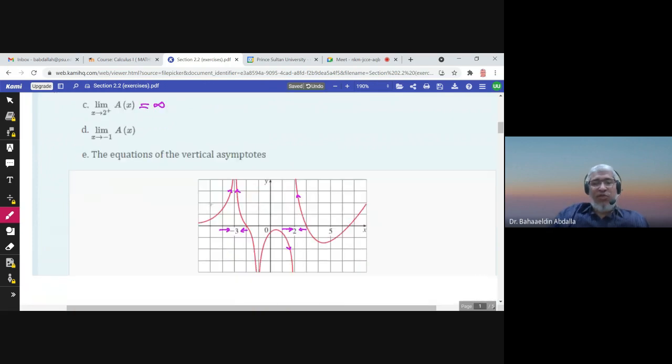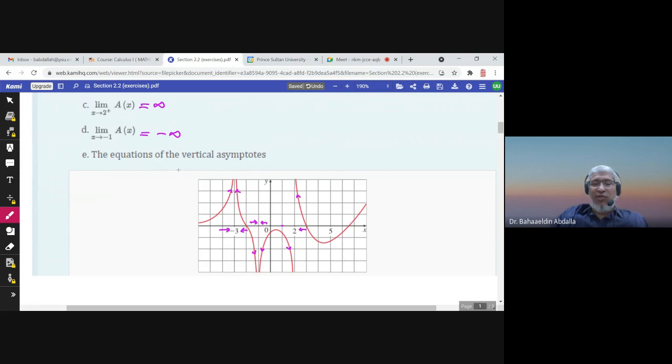Limit of a of x when x approaches -1. All right, this is -1. Let us approach -1 from the right. Oh, this is 1, sorry. This is -1. Approach -1 from the right. The function is going down to -infinity. Approach -1 from the left. The function is also going down to -infinity. So the limit of a of x as x approaches -1 would be -infinity.